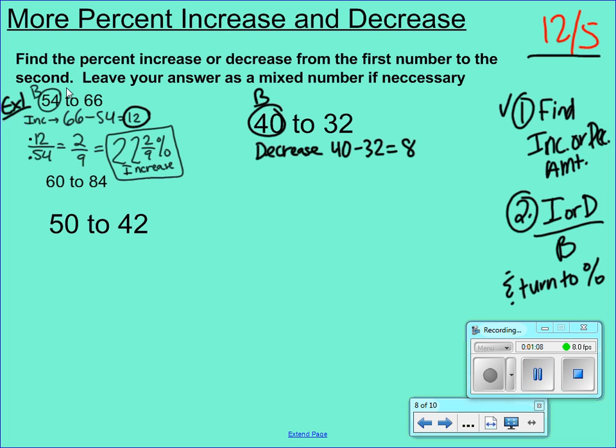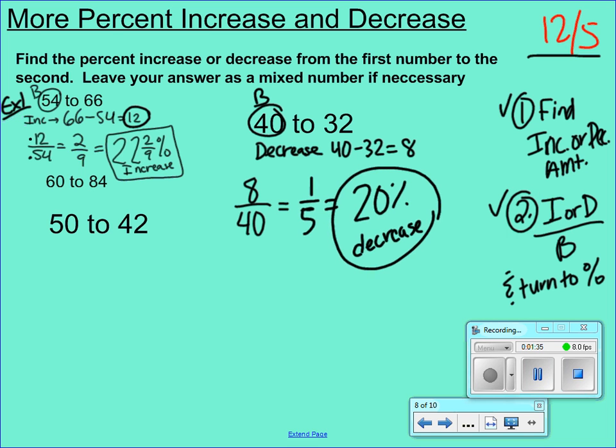We found our increase or decrease amount. Now we need to do step 2. Put that amount over the base. Sanjeev? Also, 8 over 40. 8/40ths, and turn it into a percent. Who can simplify 8/40ths? Brian? 1/5. 1/5, Brian, which equals 20%. So this is a 20% decrease.